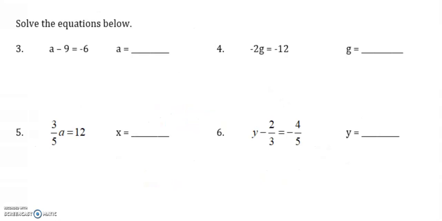All right, onwards and upwards to just some good old equations. Number 3, my goal is to get a alone. I see a -9, so I would do the inverse and add 9 to both sides. Please just be careful with your signs, because now if I have -6 plus 9, that is not 15, that is not -15. -6 plus 9 is a positive 3.